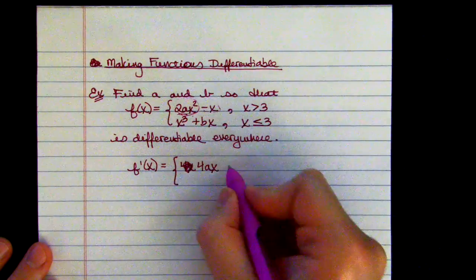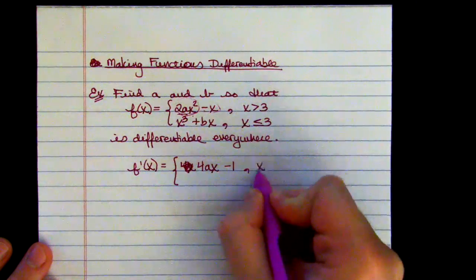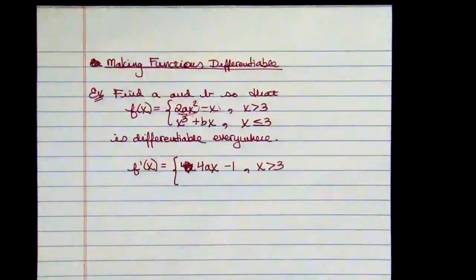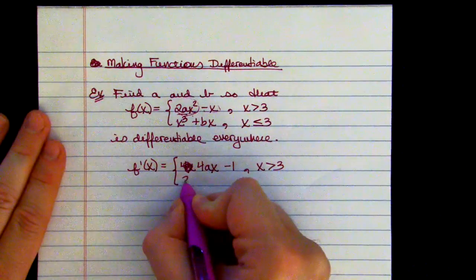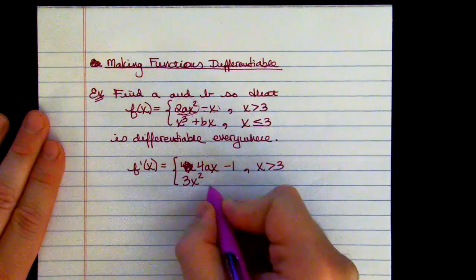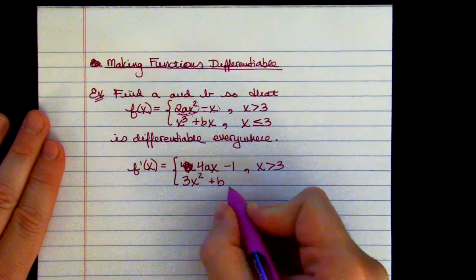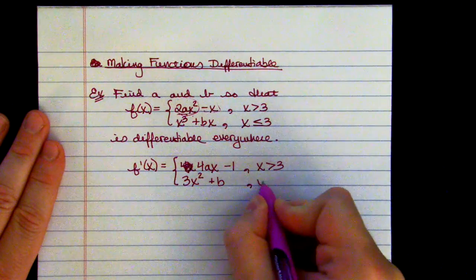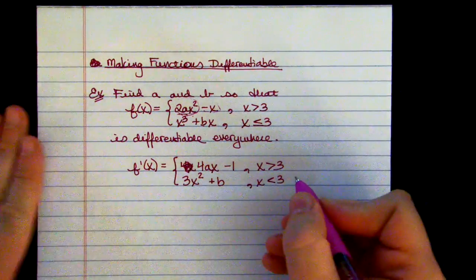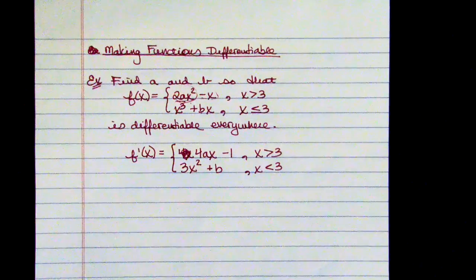What's the derivative of minus x? Minus 1, when x is greater than 3. What's the derivative of the bottom piece? Derivative of x cubed is 3x squared, plus derivative of b times x is b times derivative of x, which is just 1. So we're going to get that. And remember, just don't put an equal sign on one of the pieces.